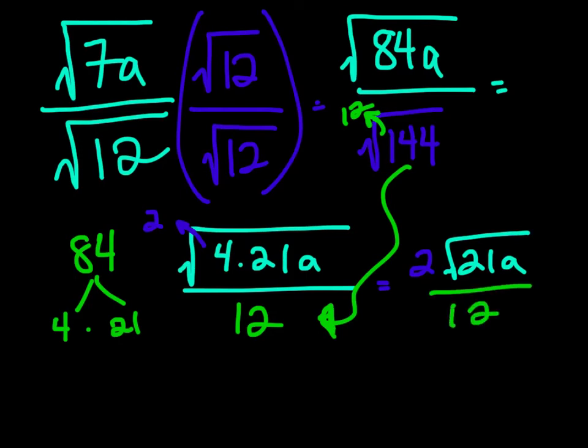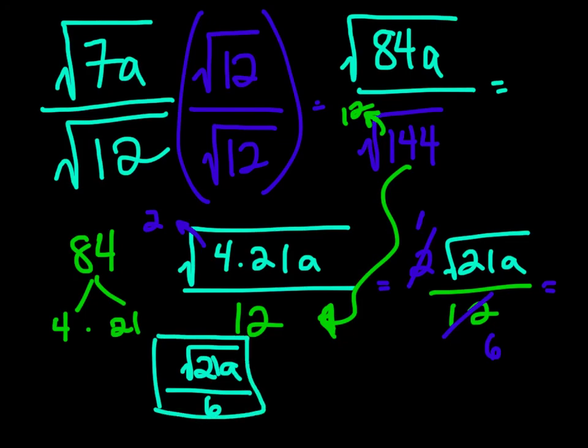Last little bit of simplification. If we notice, we have a 2 out in here and a 2 here. So essentially the 2 will become a 1 and the 12 will become a 6. So we get the square root of 21a over 6 for our final answer.